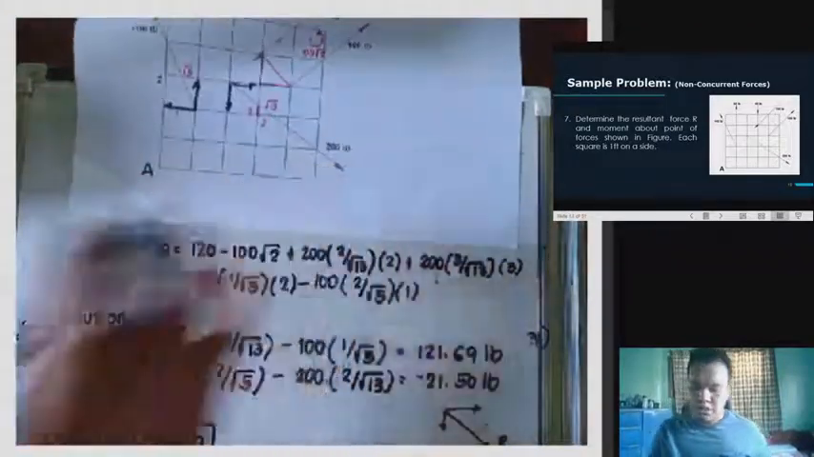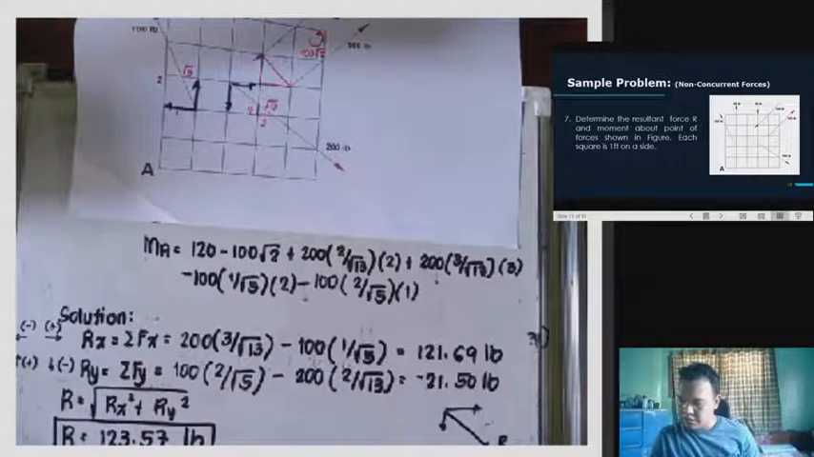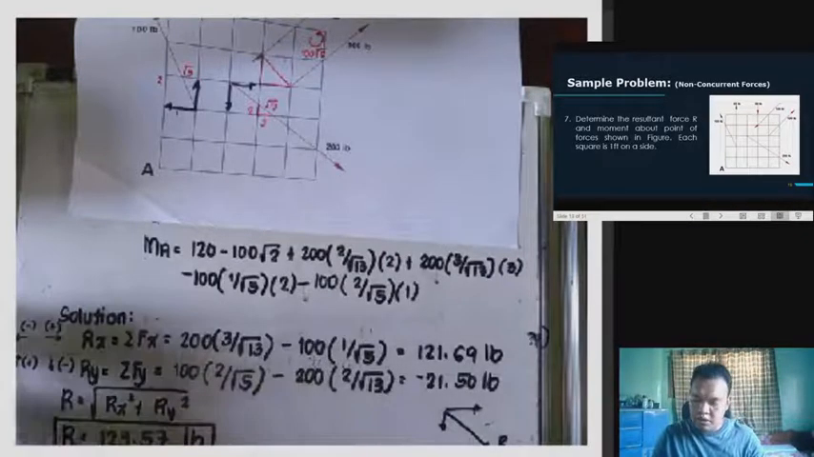Okay? So, solve natin siya. So, we have here 120 minus 100 square root of 2 plus 200 times 2 all over the square root of 13 multiplied by perpendicular distance na 2 plus 200 times 3 all over the square root of 13 times 3 minus 100 times 1 all over the square root of 5 multiplied by perpendicular distance na 2 minus 100 again multiplied by 2 all over the square root of 5 multiplied by perpendicular distance which is 1 equals.